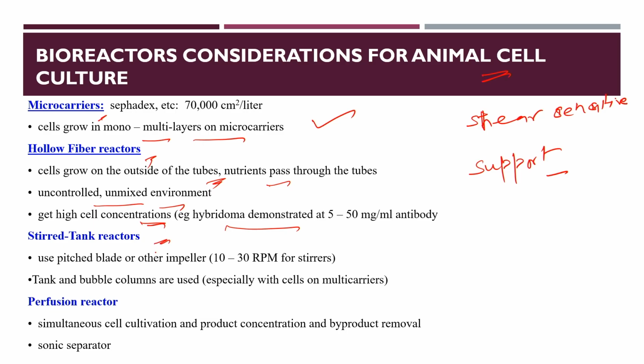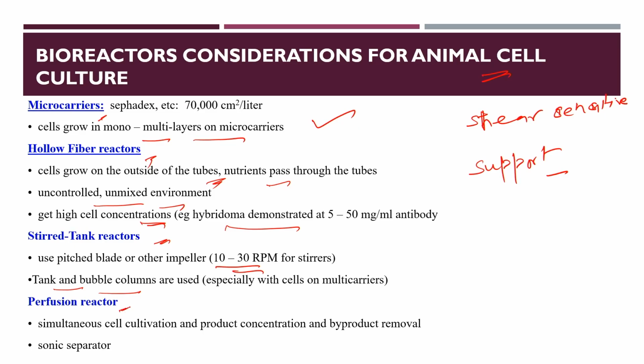We can also use the stirred tank bioreactor, but the only thing is we need to be careful with the RPM, because these cells are shear sensitive. So, RPM is kept very low, 10 to 30 RPM, and typically the bubble column or the airlift bioreactor is most preferred.